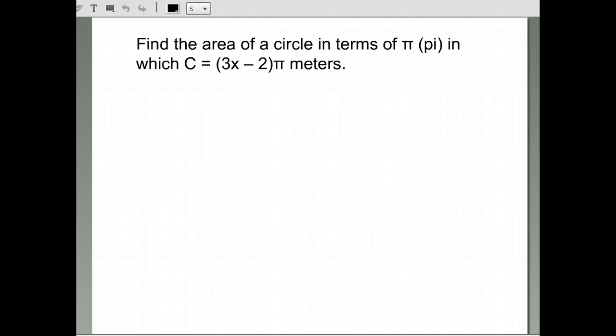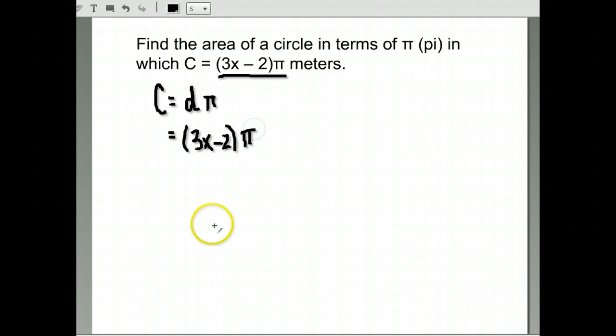Alright, this one's a little trickier. It says to find the area of a circle in terms of pi, in which c equals 3x minus 2 pi meters. Now, what is c? Well, c stands for the circumference of the circle. So let's remember, the circumference of the circle is the diameter times pi. So our circumference is 3x minus 2 times pi.